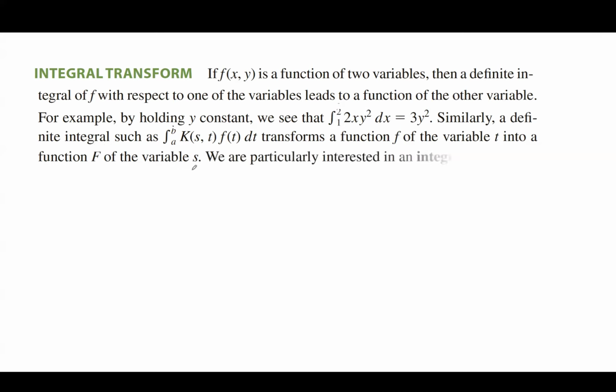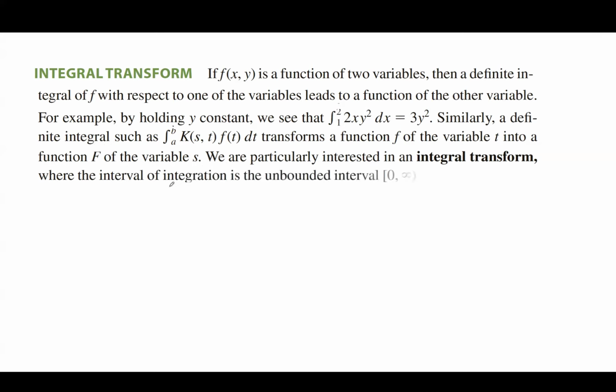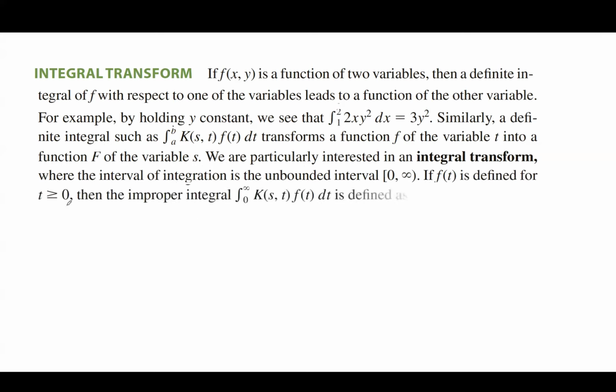We're particularly interested in an integral transformation where the interval of integration is the unbounded interval 0 to infinity. If f of t is defined for positive, or in the worst case scenario, 0 t value, then, as you remember, we have the improper integral of k of s and t times f of t dt, when t ranges between 0 and infinity.